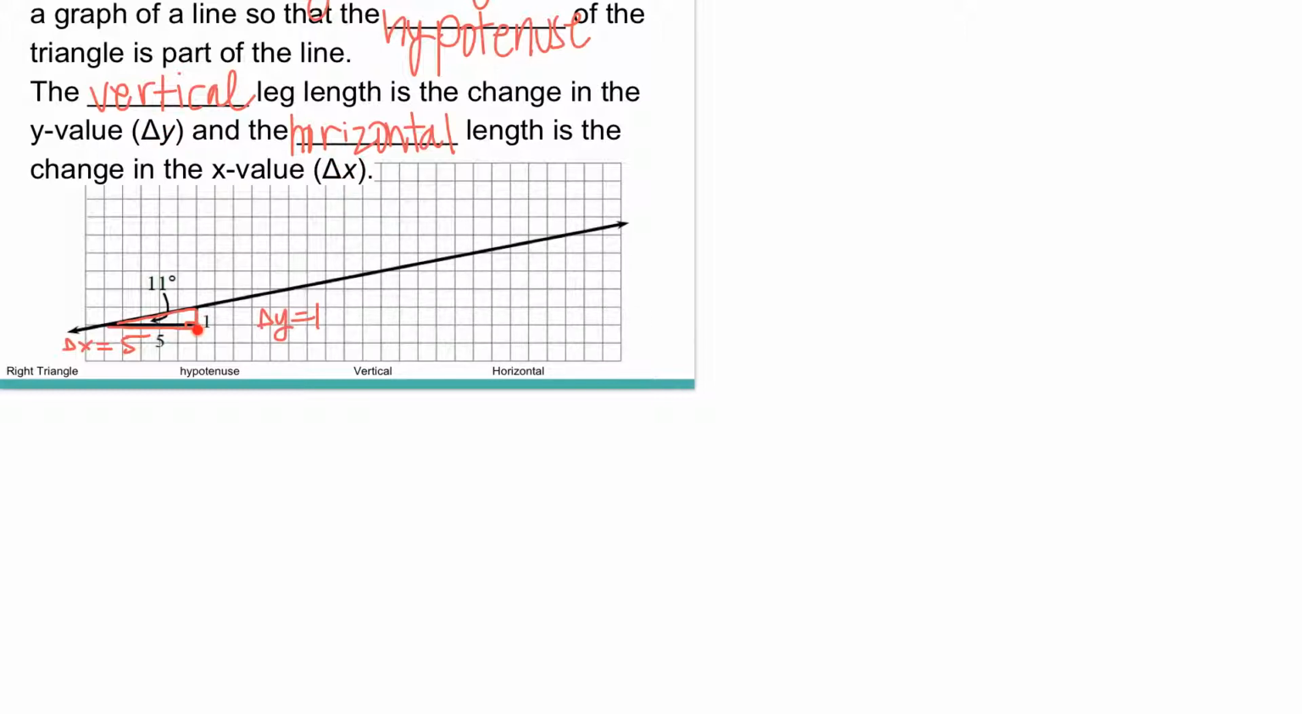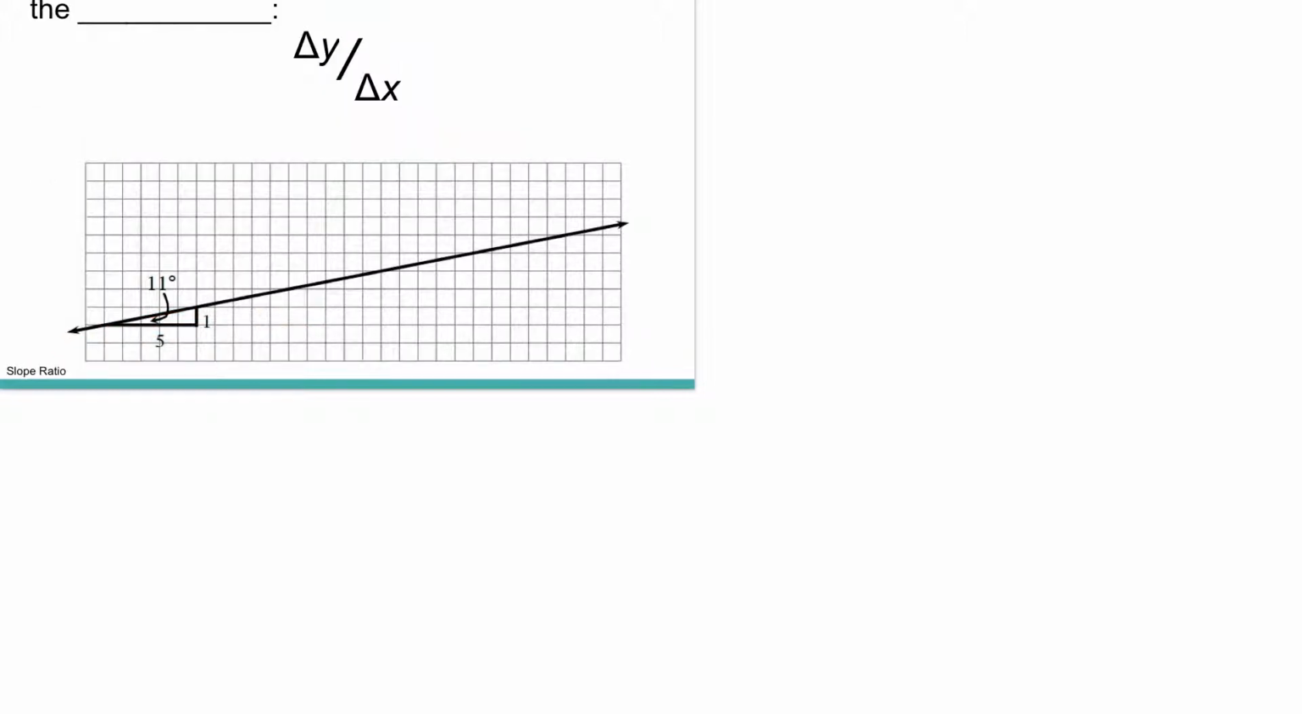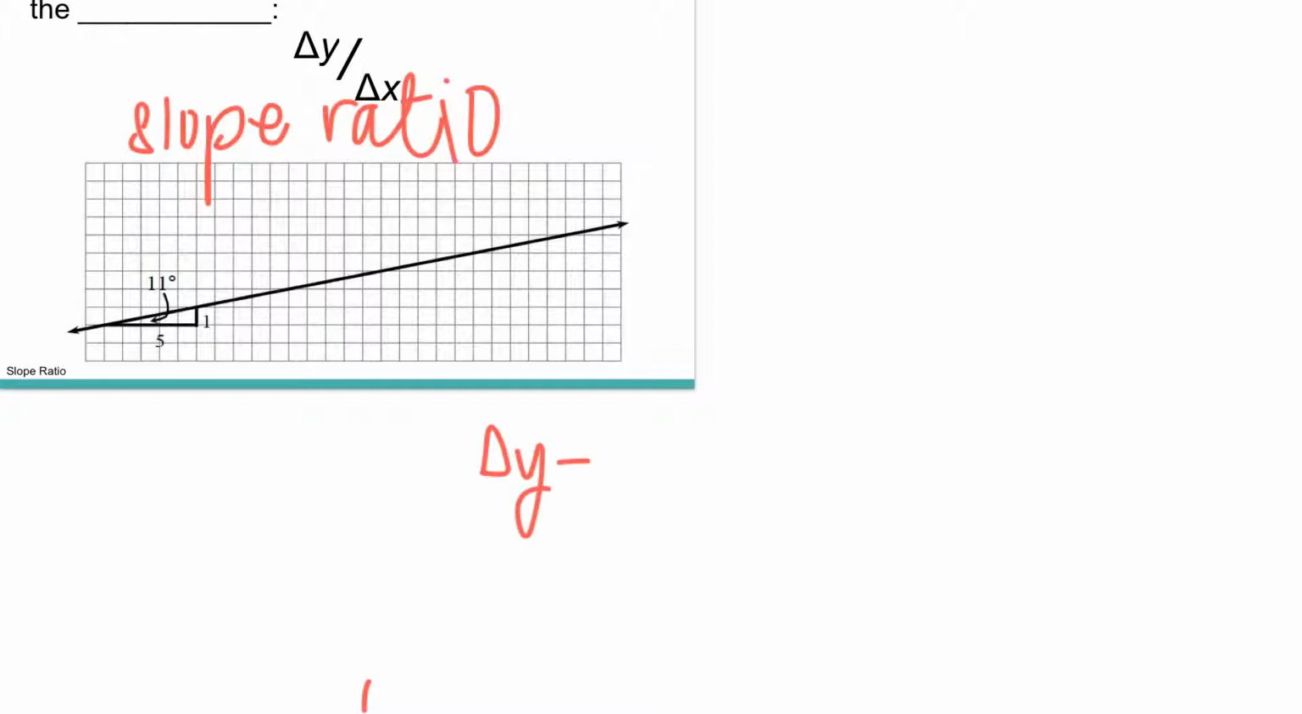And why do we say that? Well, right here it goes up 1. So in the y direction, because this is the y-axis, it goes up 1. In the x direction, it's over 5. And we use the lengths of the triangles to calculate the slope ratio. Perfect. So again, like I said, in this case, change in y equals 1. Change in x equals 5.